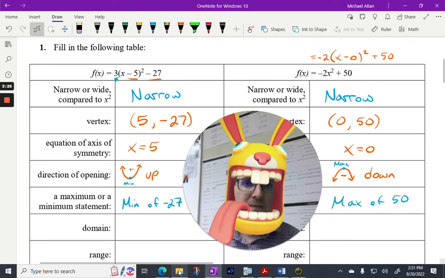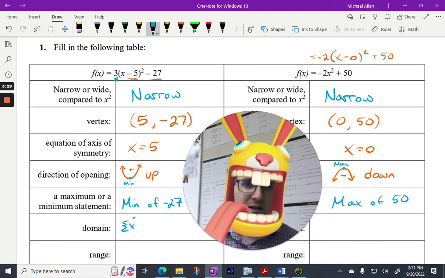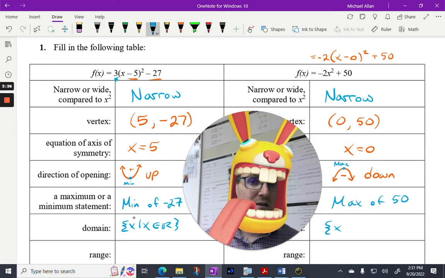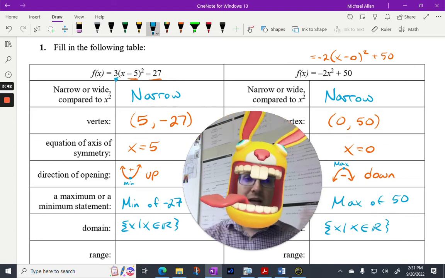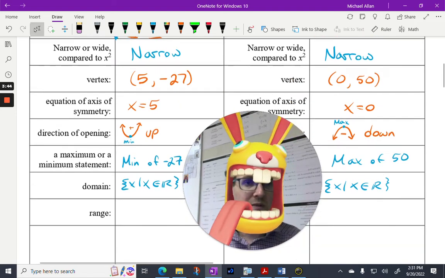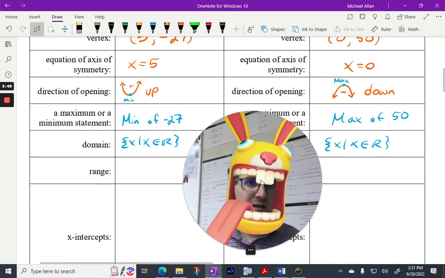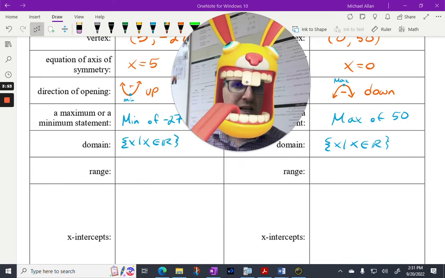Now the domain for both these graphs is pretty simple. You guys should just remember that all quadratics are x ∈ R. You can see this back in Math 30-1, that all polynomials are x ∈ R. The range is going to be the one that changes quite a bit. So the range for these is going to be different for each one.